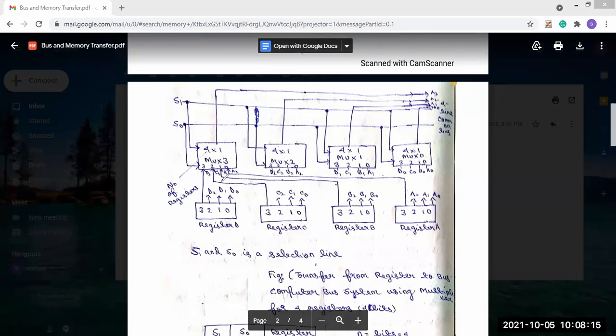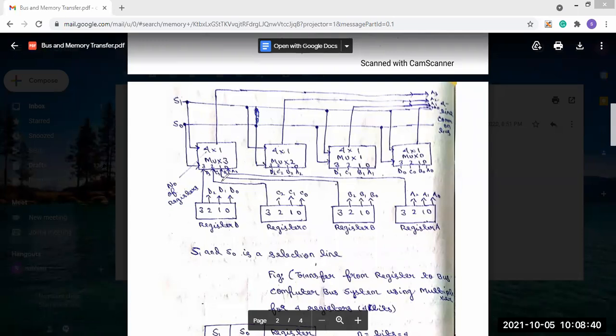Now there is another transfer that is also present, that is the memory transfer. So how does memory transfer work? If you remember, in the previous class I said that we have four types of operations: memory read, memory write, IO read, IO write. These are the four operations.